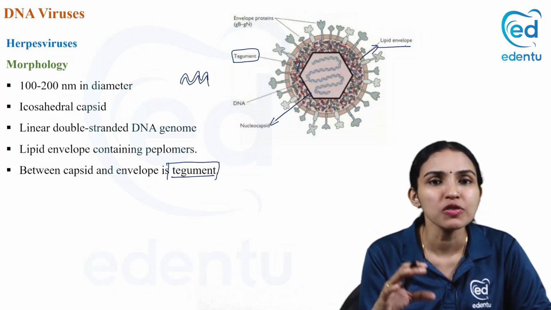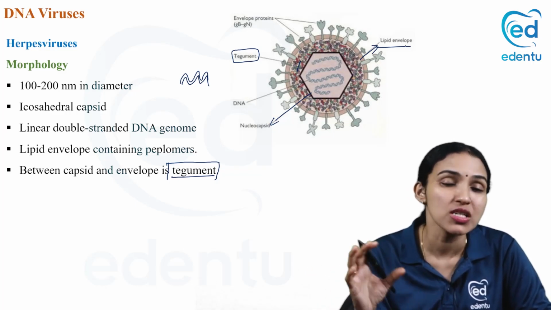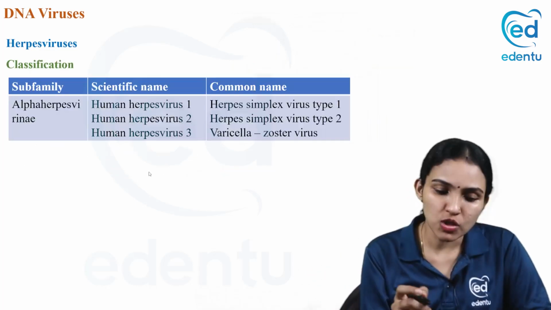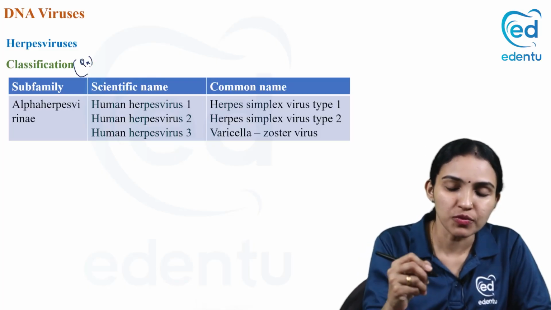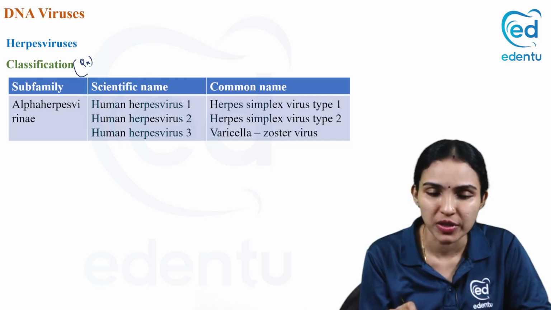In general, in most of the herpes species, this is the structure of the Herpesviridae family. So we'll see how we classify herpes viruses. This can be a probable question. We have seen there are three subfamilies for the Herpesviridae family.